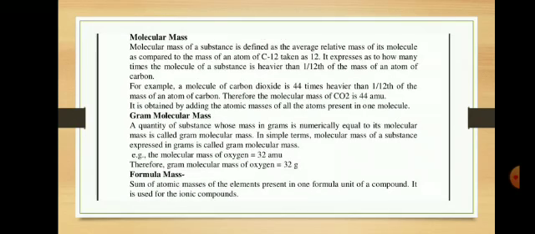Gram molecular mass. A quantity of substance whose mass in grams is numerically equal to its molecular mass is called gram molecular mass. In simple terms, the molecular mass of a substance expressed in grams is called gram molecular mass. Example, the molecular mass of oxygen is equal to 32 amu, therefore the gram molecular mass of oxygen is equal to 32 gram. Formula mass. Sum of atomic masses of the elements present in one formula unit of a compound. It is used for ionic compounds.